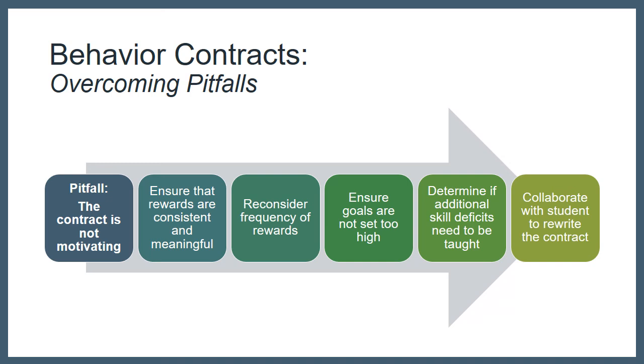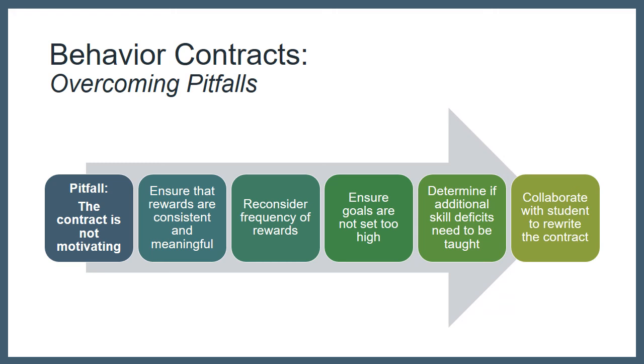With that in mind, the first potential pitfall one may encounter is that the contract is no longer motivating and therefore has stopped working. First, do not allow an ineffective contract to continue. If this occurs, return to the planning stages with all stakeholders, including the student, to ensure that rewards are meaningful to the student, motivating, and provided consistently. Then, consider whether they should be earned more frequently to allow the student to experience success, as mentioned on the previous slide. You may also wish to adjust goals to allow more time for them to be attained.